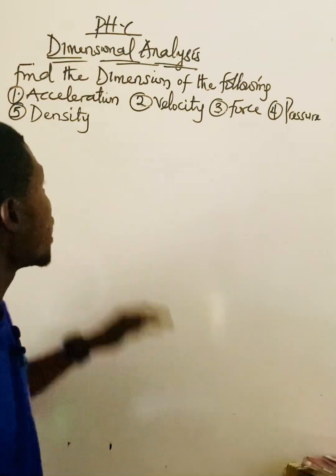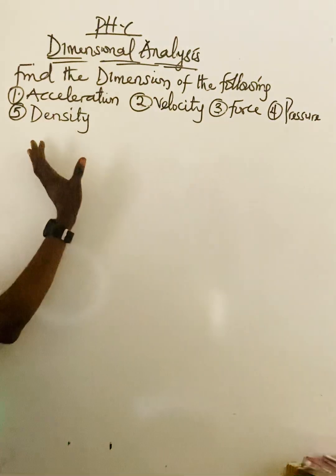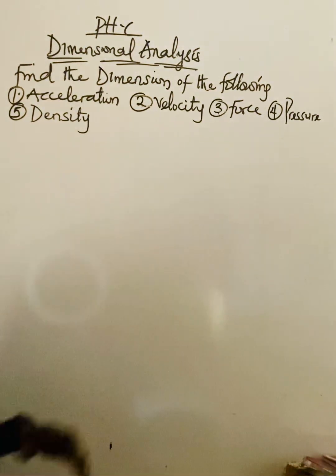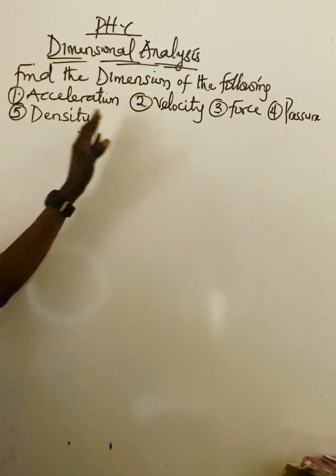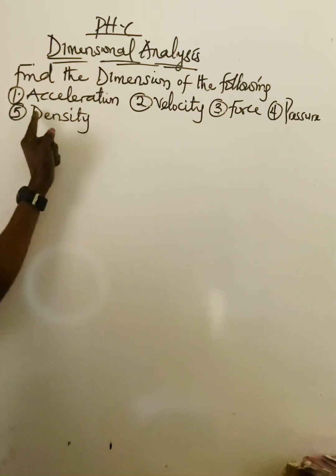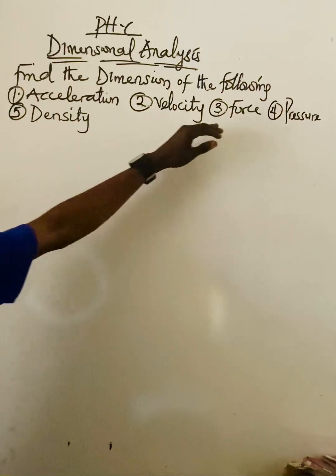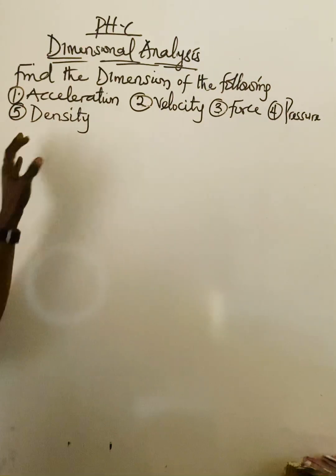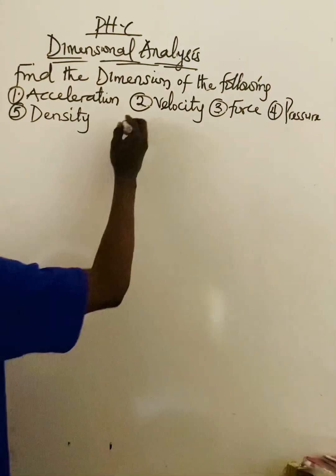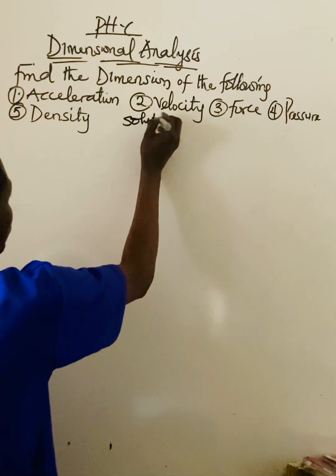Hello everyone. Let us solve this question in physics dimensional analysis. The question asks us to find the dimension of the following: acceleration, velocity, force, pressure, and density. Alright, let us get started.